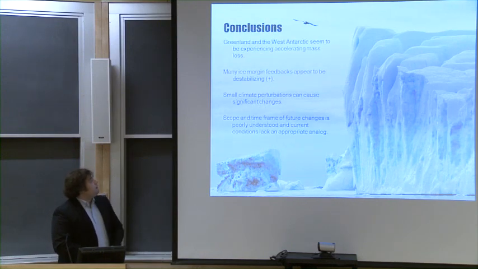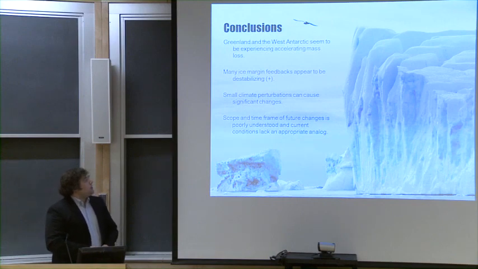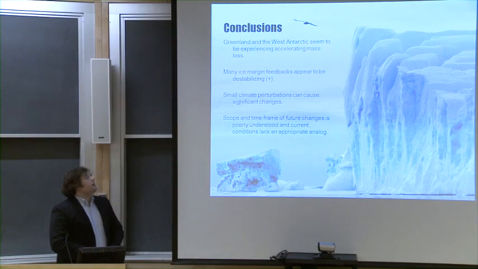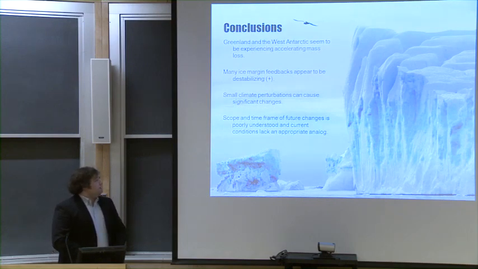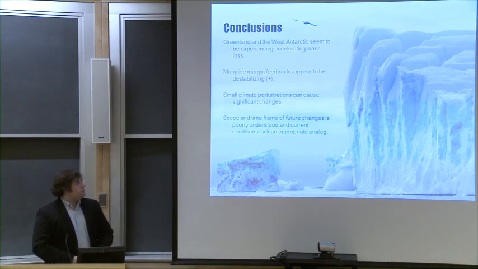Just to wrap it up, Greenland and West Antarctica both seem to be experiencing pretty prolonged and accelerating mass loss, all of which at this point seem to be pretty strong positive feedbacks. A take-home message for all of these things is that really small perturbations to these systems can have far-ranging effects. And we don't have a good past analog for what's happening right now. So take that for what it's worth. Thank you.